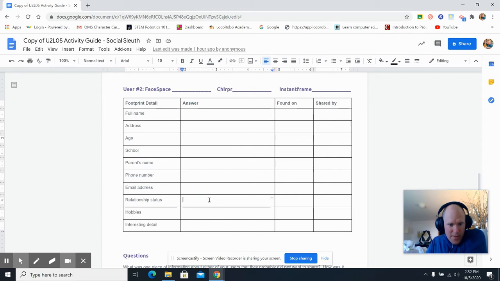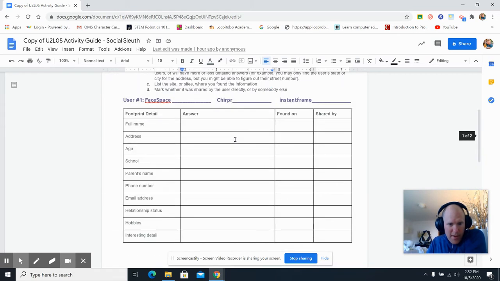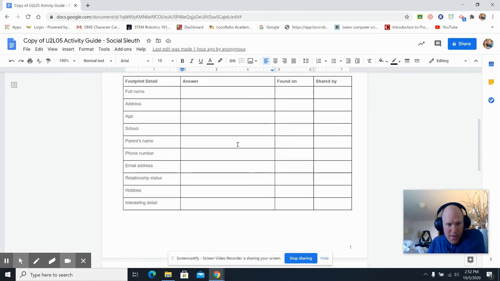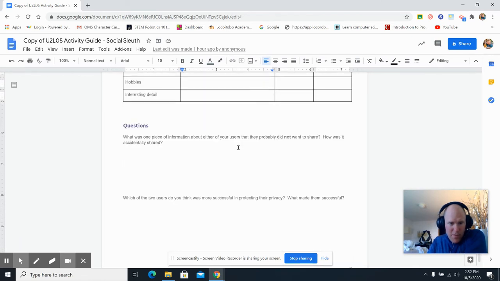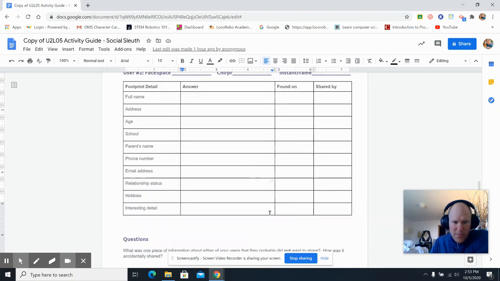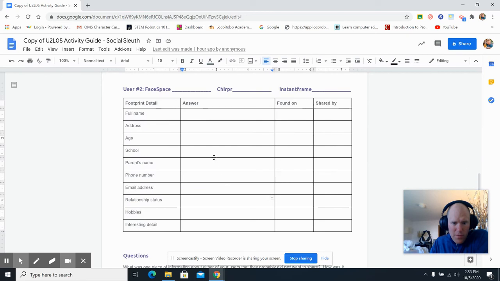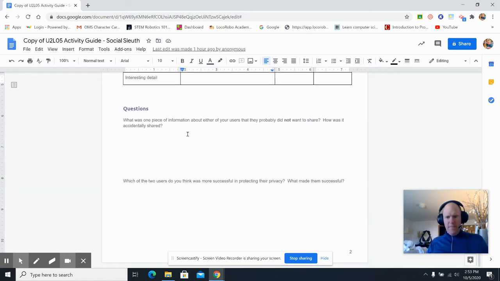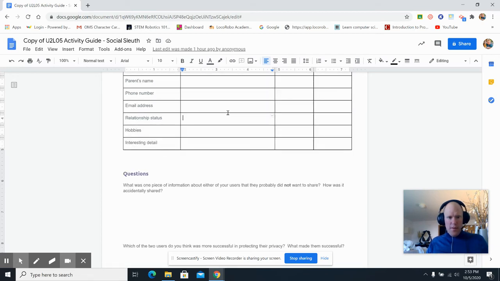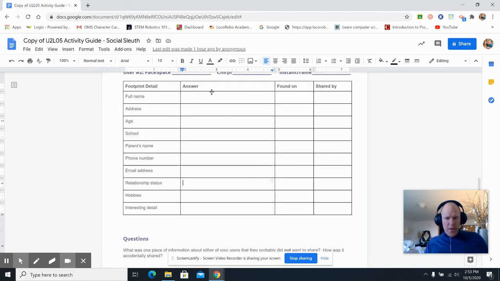So look very carefully, and you're going to be finding as much information as you can. Then you have a couple of questions. What was one piece of information about either of your users that they probably did not want to share? How was it accidentally shared? And which of the two users do you think was more successful in protecting their privacy? What made them successful? Of these two people that you did research on, who do you think was more successful in keeping information private? So that is that. You will have to go through all three.